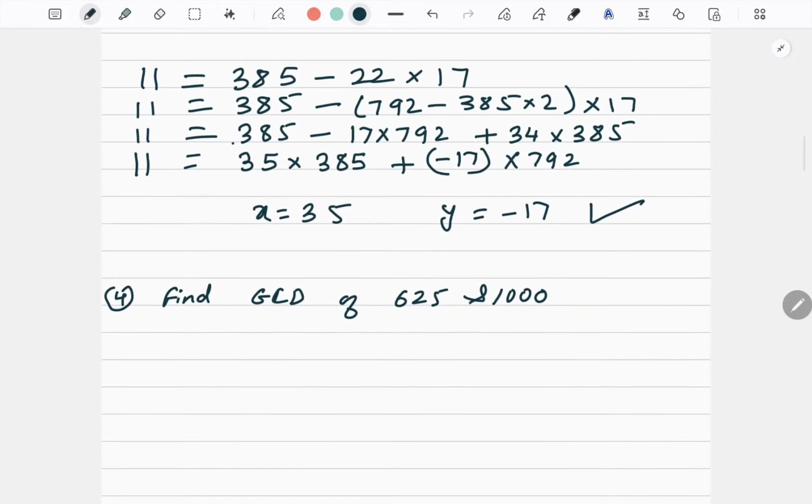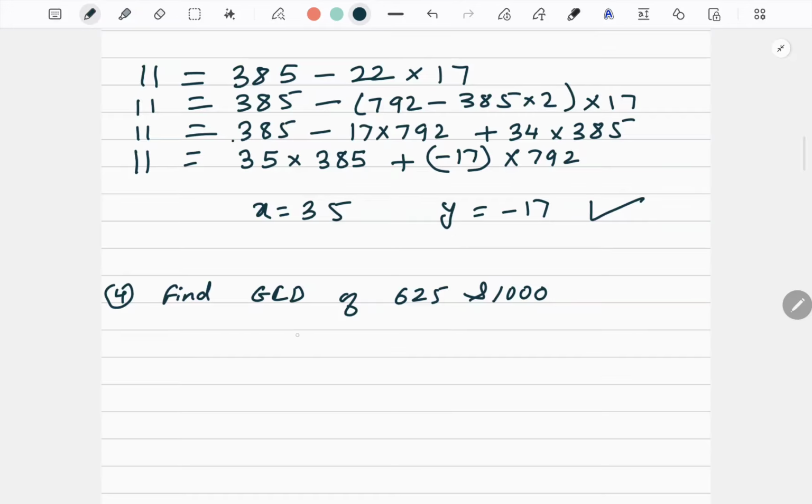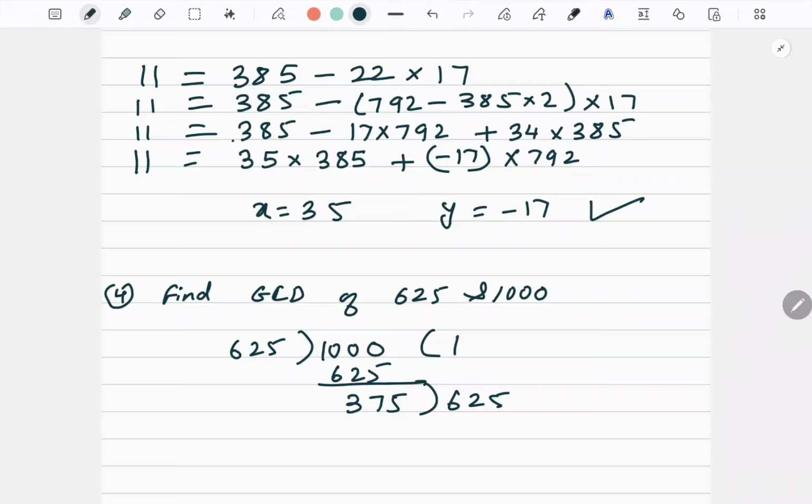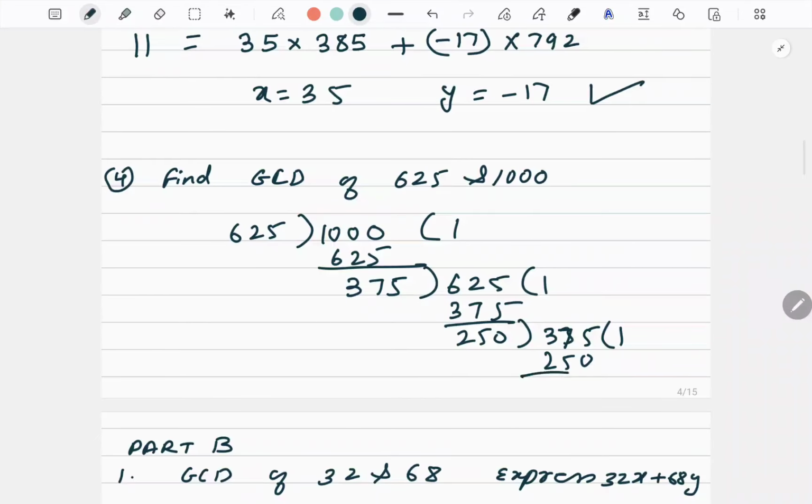Easy. Now let's move to the next question. Now here only GCD you have to find out. So start like this, 1000 and 625. Now 625, 2 times if I do, it will be more than 1000. So 1 time 625. So what is left if you subtract? 375. 625 will come here. Again, if I do 2 times, it will be more. So 1 time 375. So I got 250 and then 375. So 1 time 250. So what will I get?